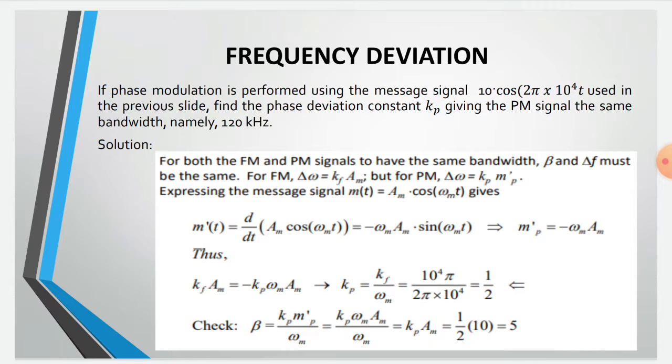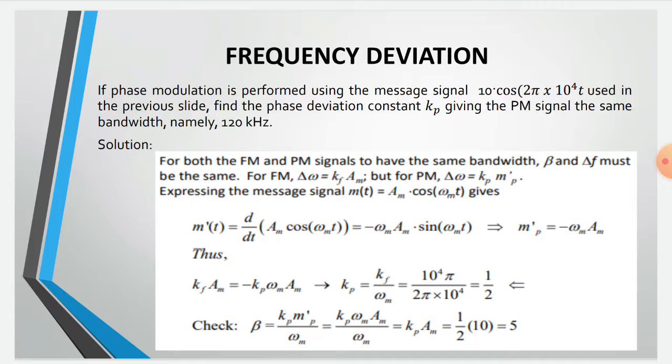Frequency deviation. If the phase modulation is performed using the message signal 10 cos 2 pi times 10 raised to 4 t used in the previous slide, find the phase deviation constant Kp giving the PM signal the same bandwidth, namely 120 kHz. Solution. For both the FM and PM signals to have the same bandwidth, beta and delta f must be the same.